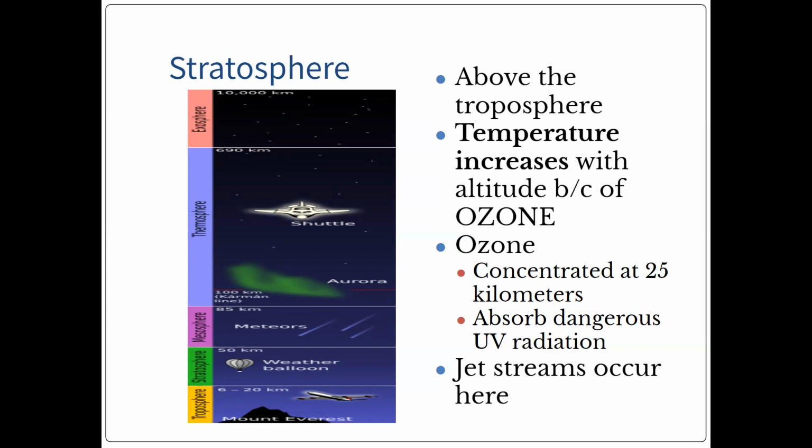It absorbs dangerous UV rays. Jet streams occur. So I would definitely write down that this is the ozone layer. And we will go more into the stratosphere in the next slide. So make sure that you write down that it's the ozone layer.